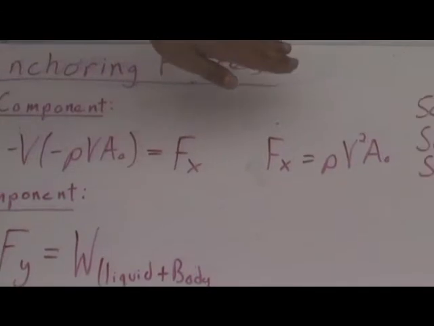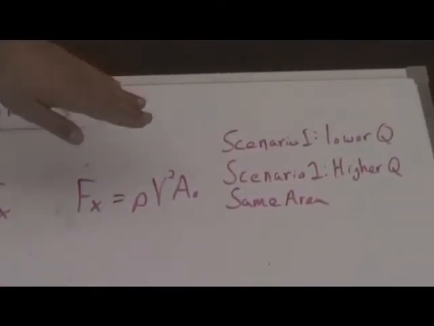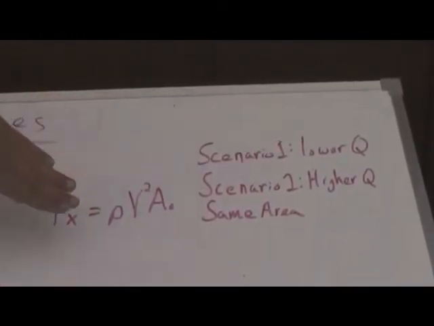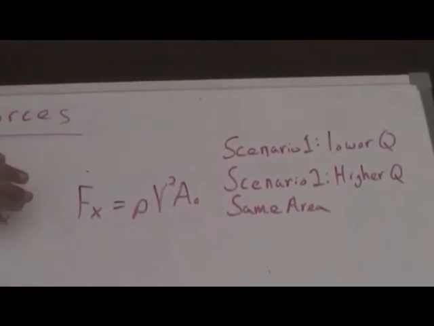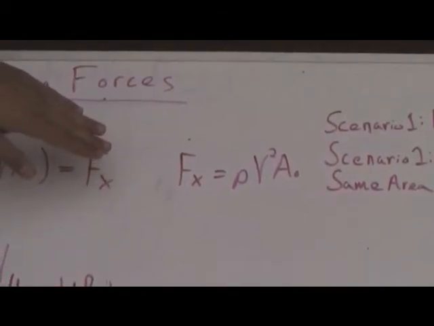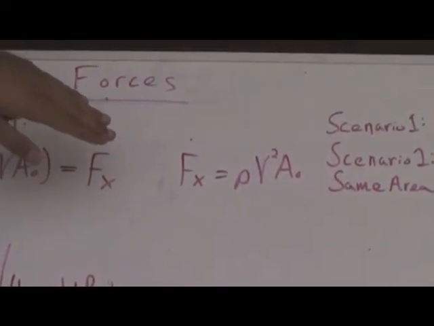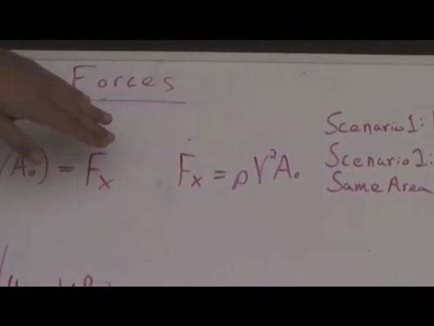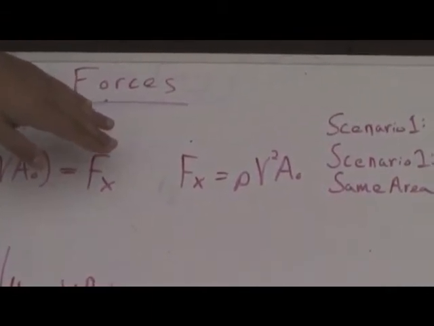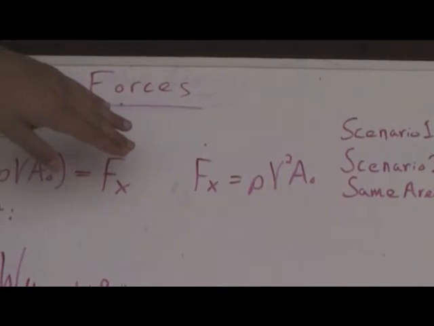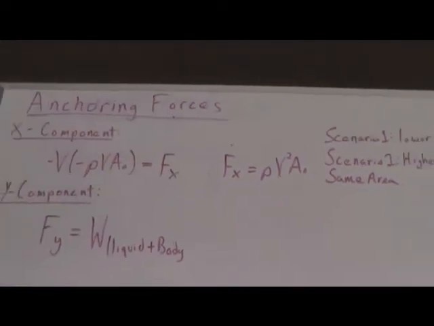Since scenario 1 has a lower flow rate and scenario 2 has a higher flow rate and both have the same area, that means that the anchoring force in the second scenario would need to be larger than the anchoring force in the first scenario. That means we should predict that the second scenario is more likely to knock over the body.